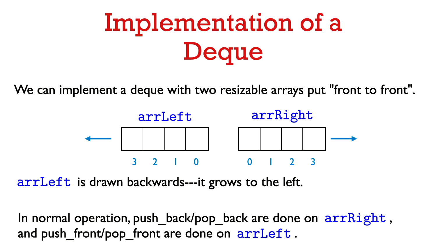Like we implemented a resizable array with fixed arrays, so we will implement a deque with resizable arrays. So imagine two resizable arrays, array left and array right, and put these front to front as in the picture. So you see that array left is drawn backwards. Array left grows to the left and array right grows to the right. In normal operation, push back and pop back are going to be done on the right array, and push front and pop front are going to be done on the left array.